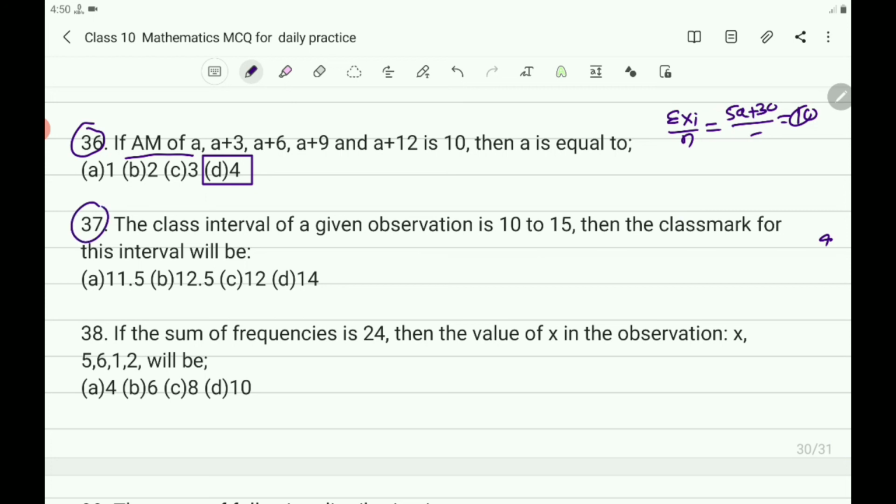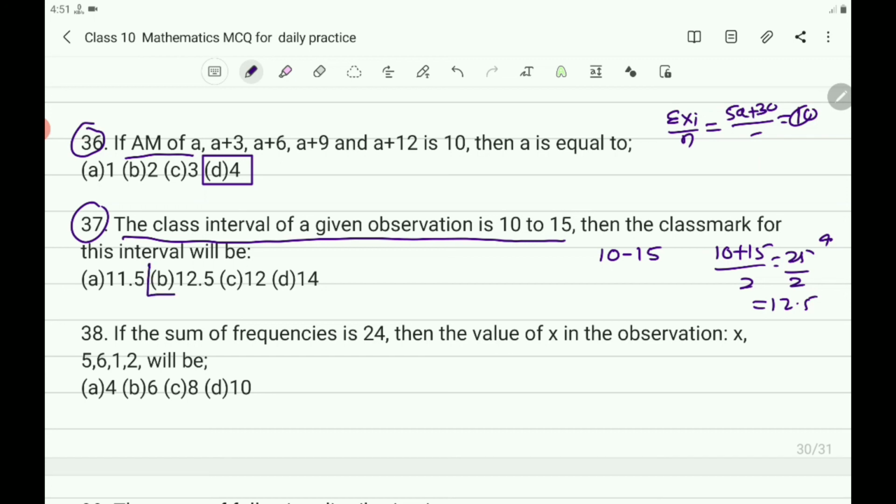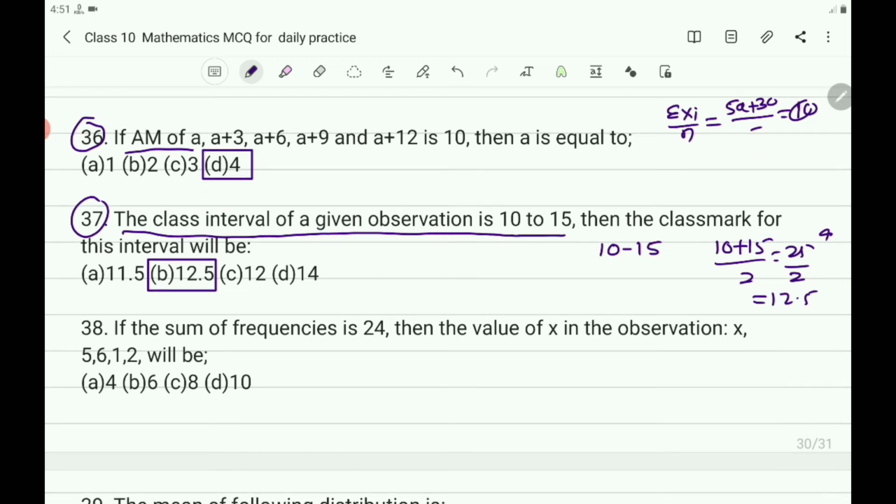Then next you take question number 37. The class interval of a given observation is 10 to 15. Then the class mark of this class interval will be. The class is here 10 to 15. Class mark means the sum of these two divided by 2. Lower limit plus upper limit divided by 2, that is (10 plus 15) by 2. So you will get 25 by 2, which is 12.5. So the answer is B. Option B is the answer, 12.5.